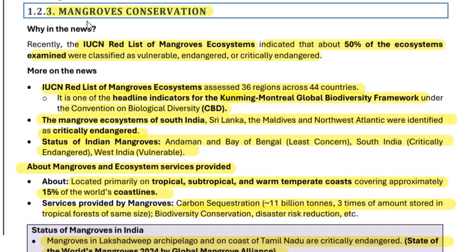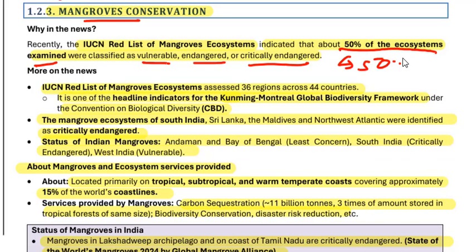Next is about mangrove conservation. Why is it in the news? Recently, the IUCN Red List of Mangrove Ecosystems indicated that about 50% of the ecosystems examined were classified as vulnerable, endangered, or critically endangered. Understood? 50% of the mangrove area is either vulnerable, endangered, or critically endangered.